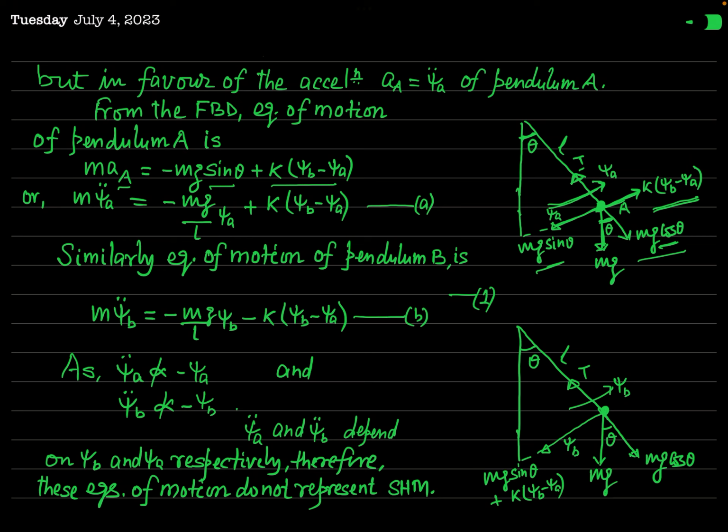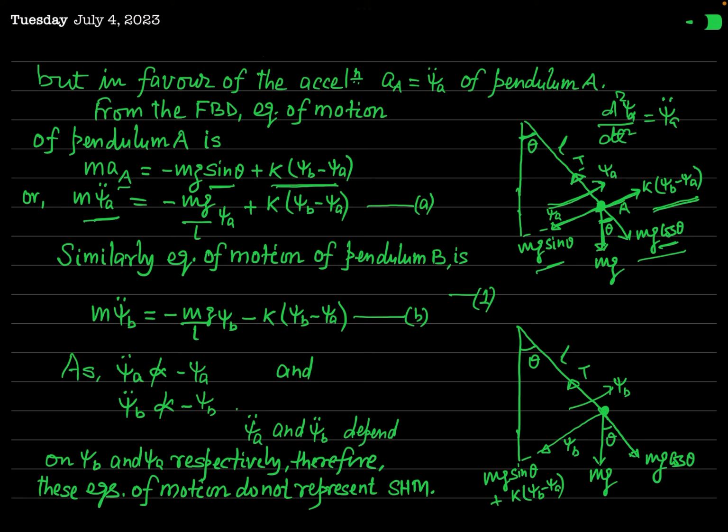Now since psi a is the displacement of the bob at any moment t, d2 psi a by dt square will be its acceleration, and in dot notation this is written as psi a double dot. So I have written psi a double dot instead of aA. So m times psi a double dot will be equal to minus mg sin theta plus k into psi b minus psi a.